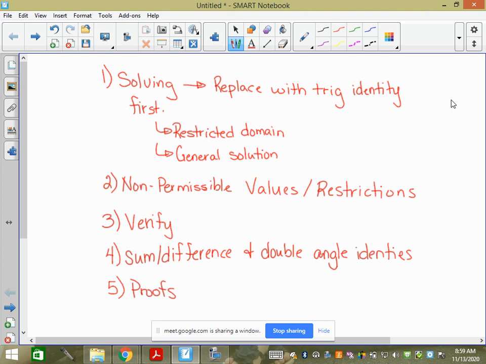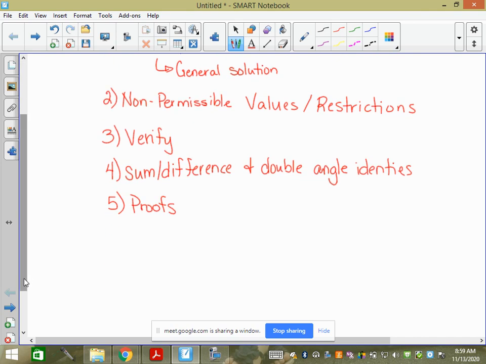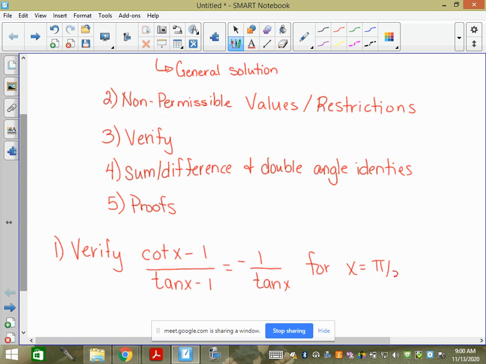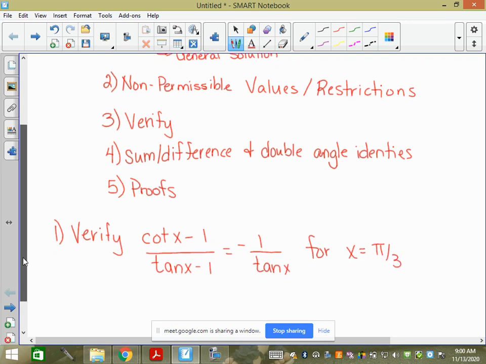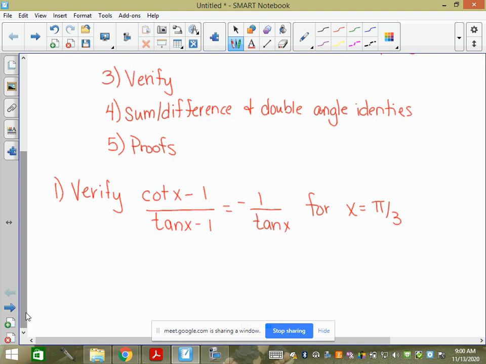Okay? So today we're going to do a little bit of verifying and proofs because we touched on the other ones all yesterday. Okay? And the day before. So I'm going to get you to verify this one. Verify cotan x minus 1 over tan x minus 1 equals negative 1 over tan x for x equals pi over 3. So you try that one out.